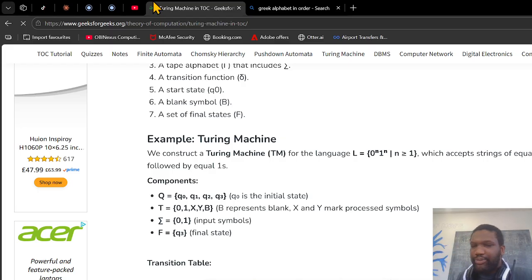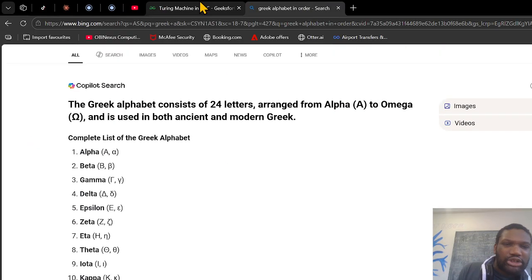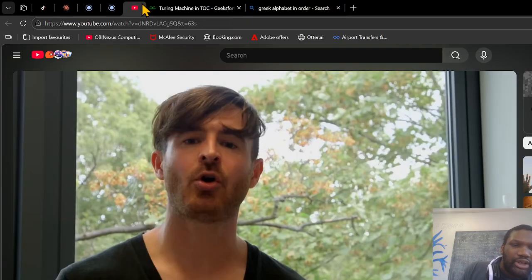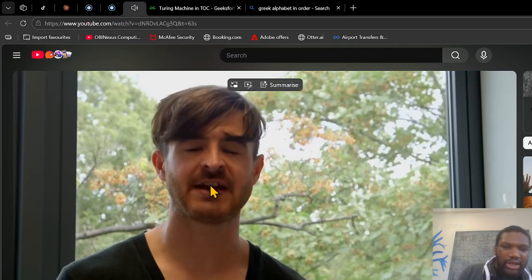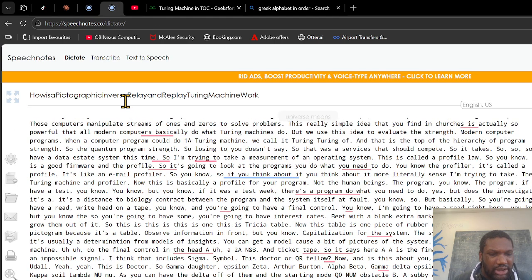So it doesn't matter what you read or write to the tape. You're going to have a system of the before and the after, because the system provides a little codec of the state of the system as it runs. I'm thinking of it kind of counterintuitively, because it's an inverse one, so it's basically taking the measurement of the system. Inverse means it holds the state of the system accountable, that is not its own, but it has relay mechanics. So the relay mechanics is a replay system.